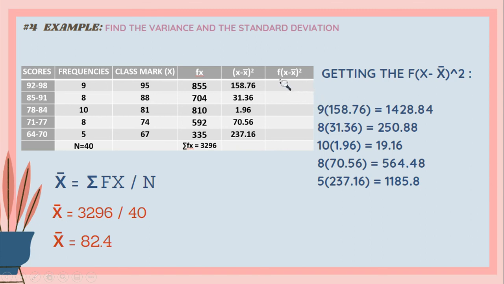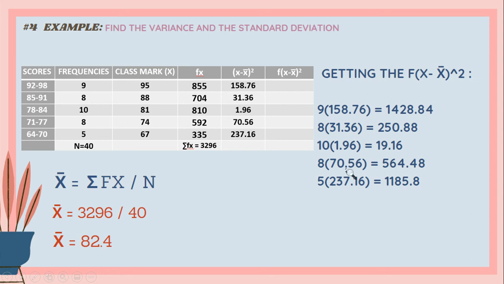The next is getting the f times x minus mean squared. So all we need to do is multiply the frequencies to this column. So 9 times 158.76 is equals to 1,428.84. 8 times 31.36 is equals to 250.88. 10 times 1.96 is equals to 19.6.